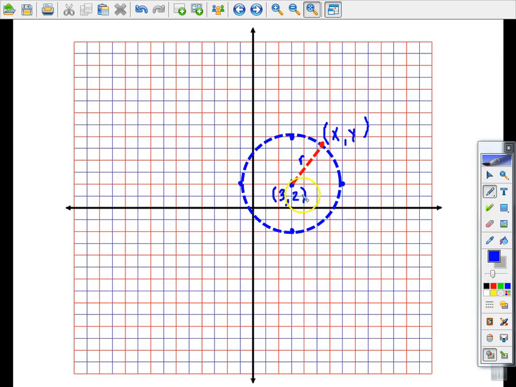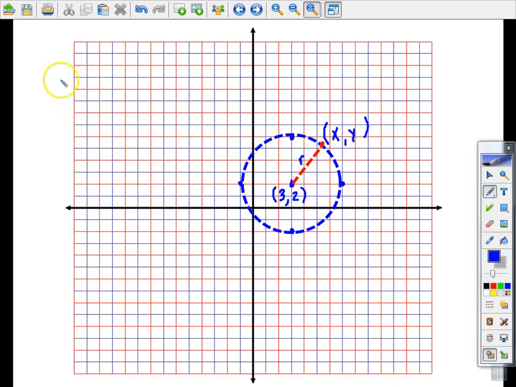And then I asked a little more challenging question that very few people knew the answer to, and that was, how would I find this distance from the center, this point (3, 2), to this point? I just identified it as (x, y), it could be any point. How would I find that distance? In other words, what actually is the radius of the circle?